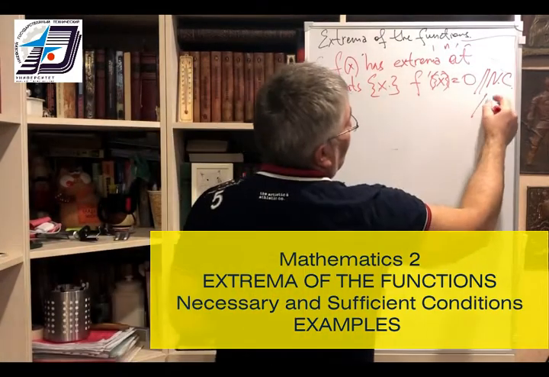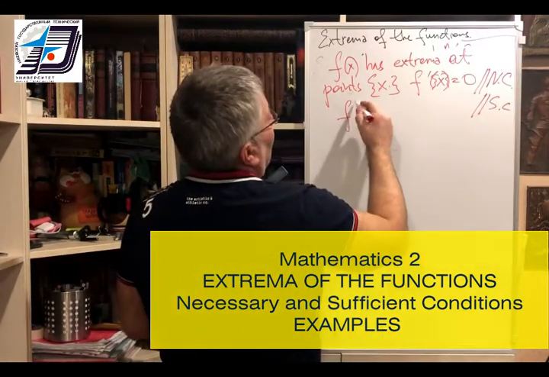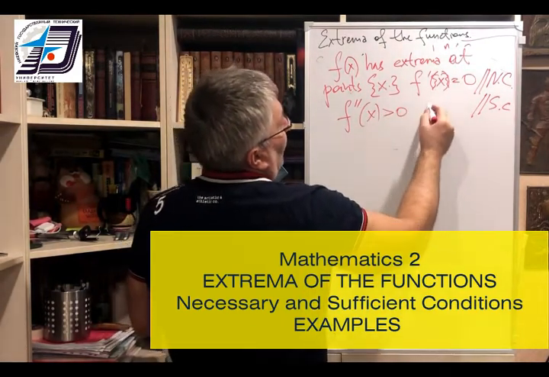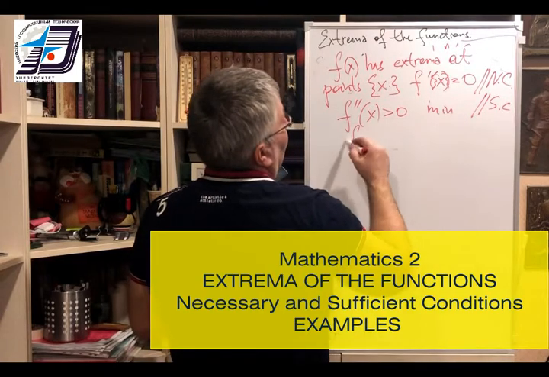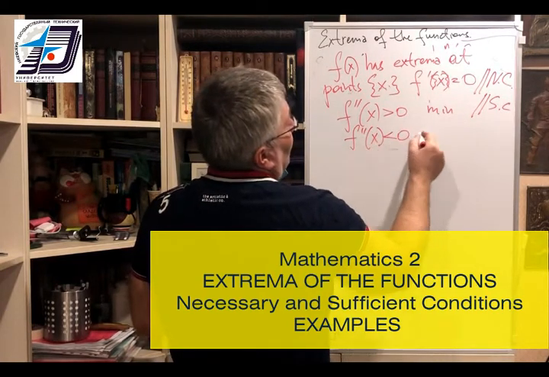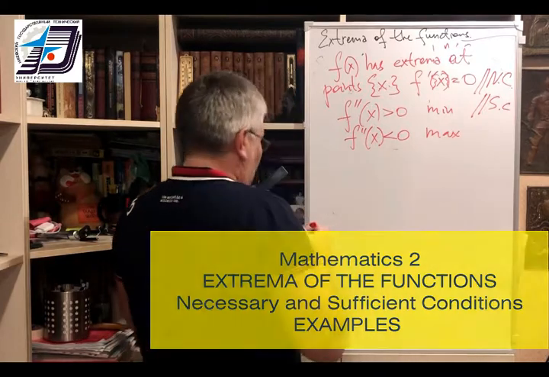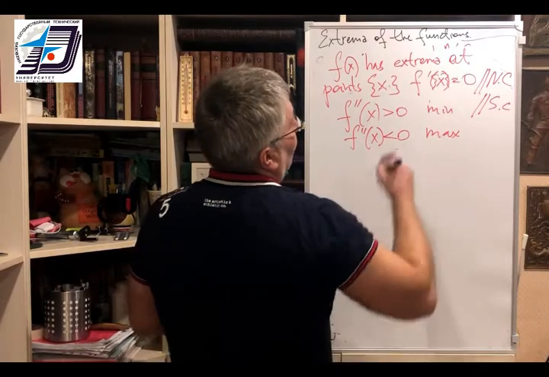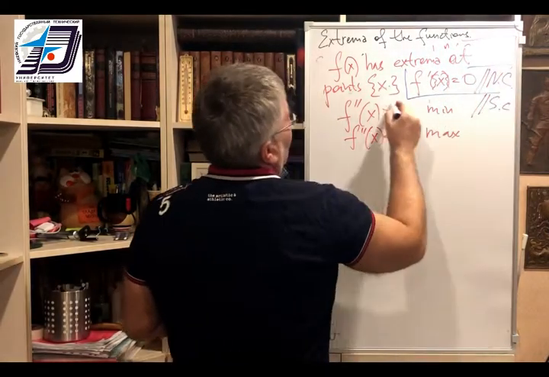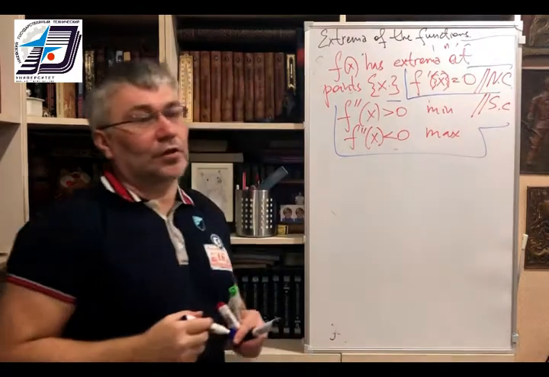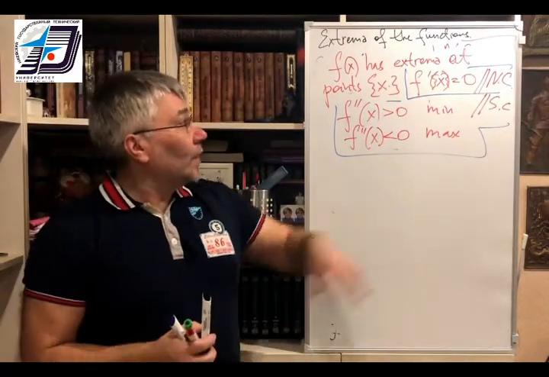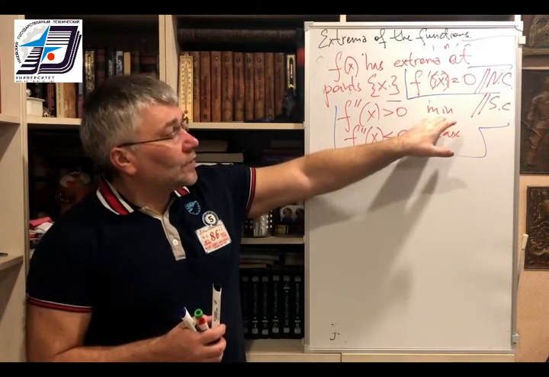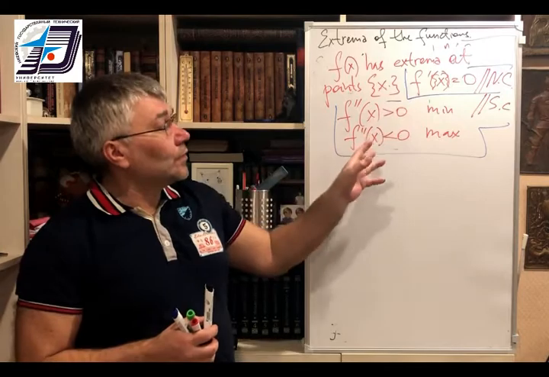And a sufficient condition: if f double prime of x, the second derivative, is positive, it is a minimum, and if it is negative, it is a maximum. It is a sufficient condition. So we have the necessary condition and the sufficient condition of the extremum of the function. We can define if it is a minimum or maximum if we calculate the second derivative of the function.